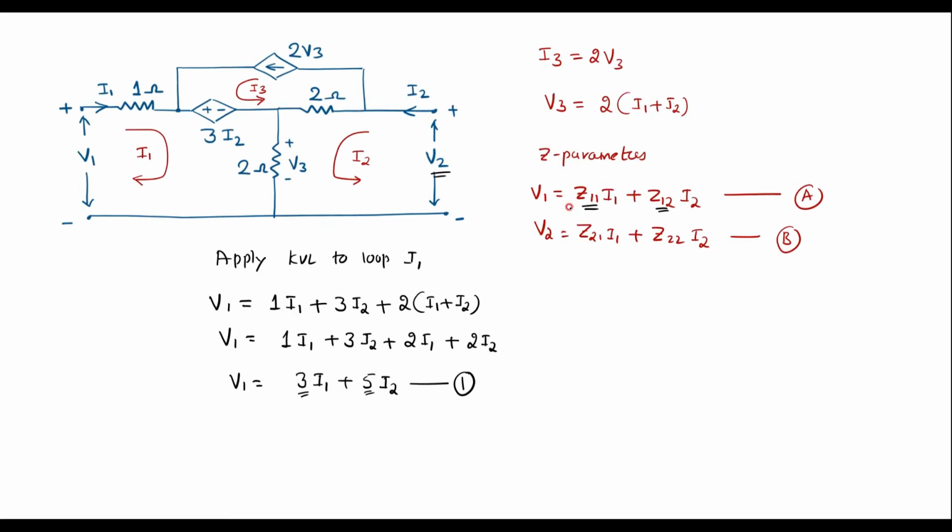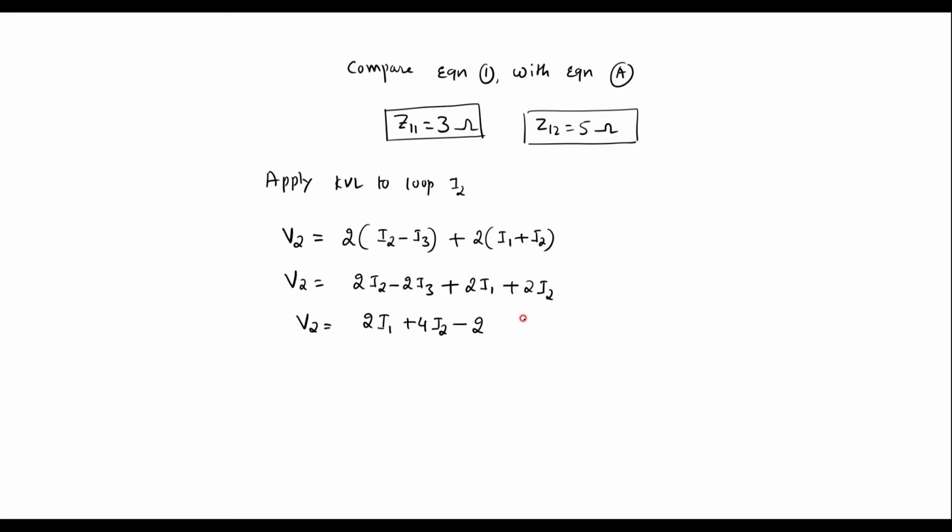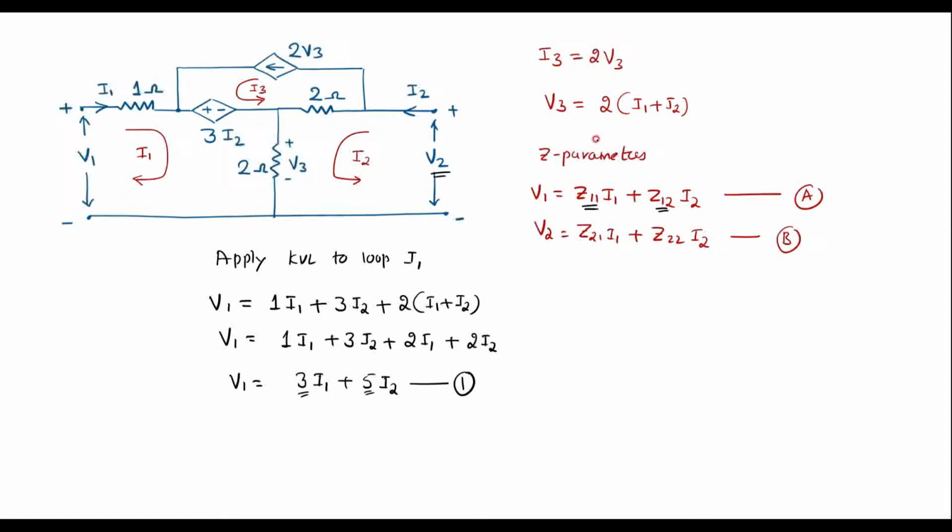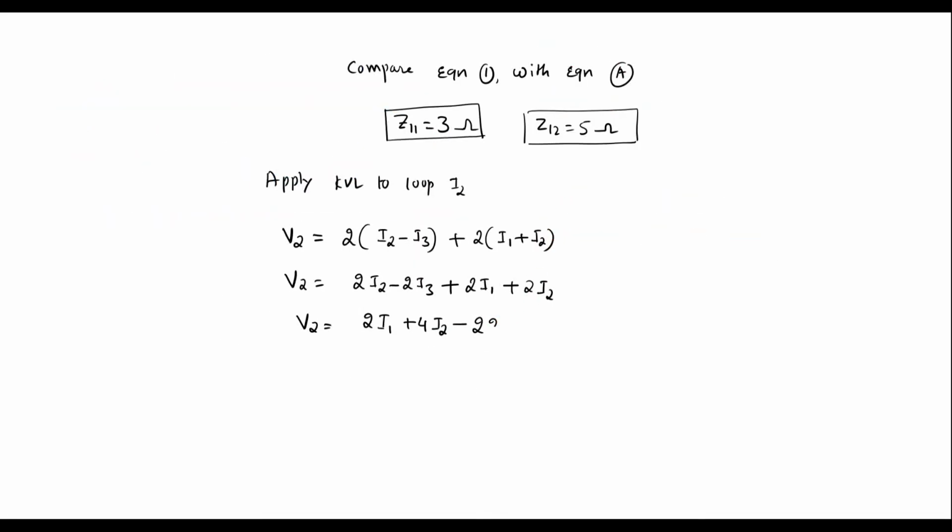So I3 is equal to 2V3. So V3 is nothing but 2 into (I1 plus I2). So I can write I3 is nothing but 2V3, that is, we have 2 into 2V3, or I can write V2 equal to 2I1 plus 4I2 minus 4V3. So V3 is nothing but 2 in bracket I1 plus I2. Let me simplify this further.